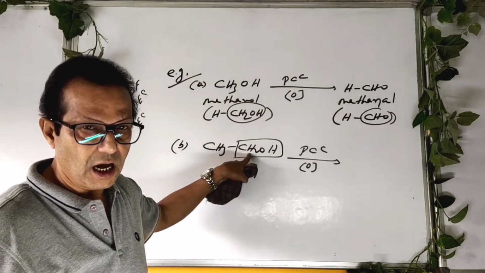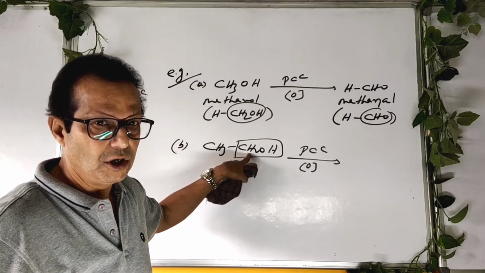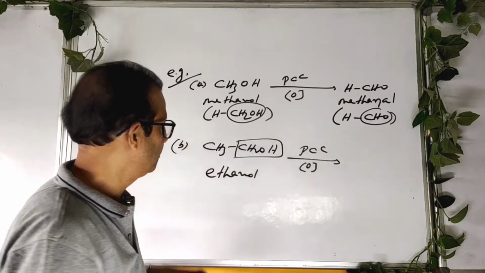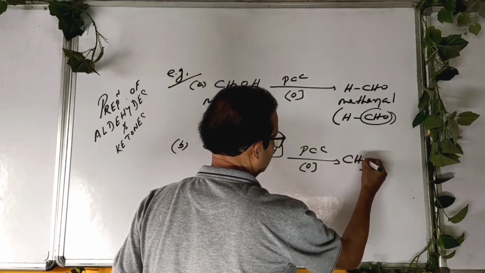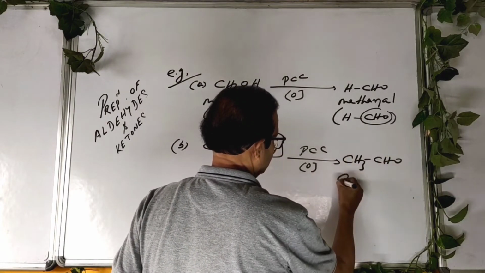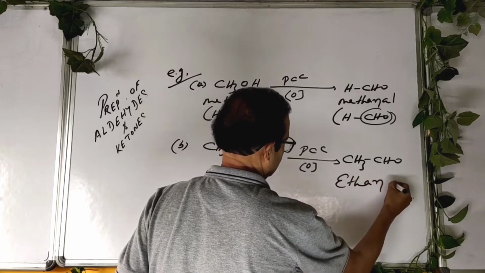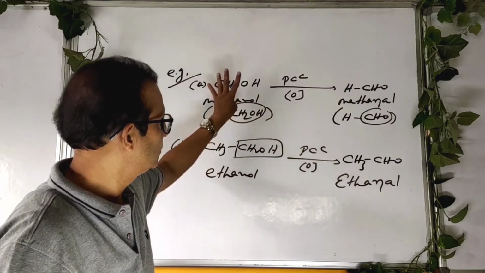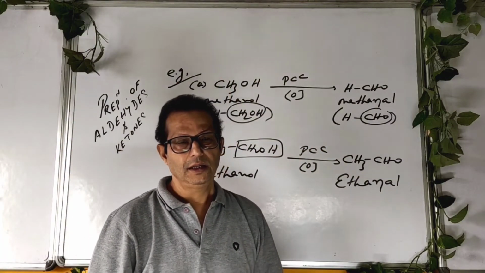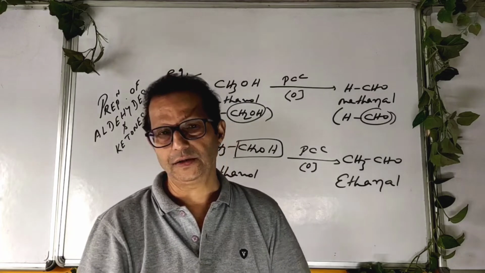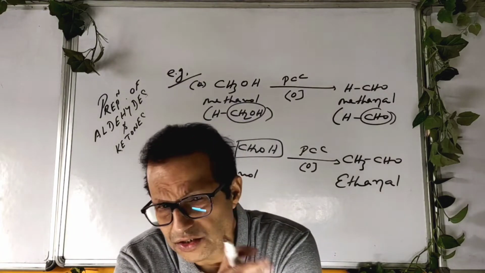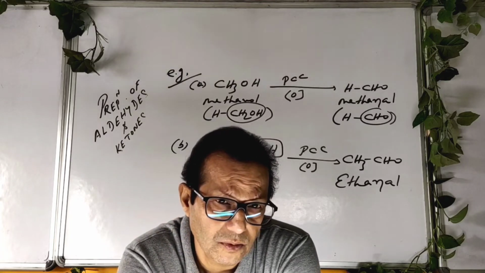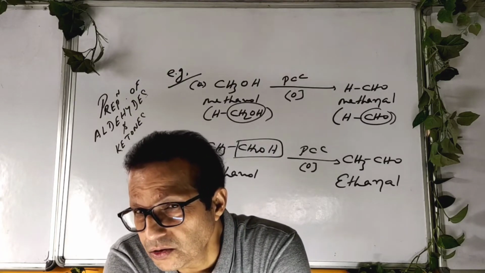Just change the primary alcoholic group without changing the methyl, ethyl or any other group. So you get ethanal or acetaldehyde. This is the technique, okay. Now the second method of preparation, that is ozonolysis. It is very important for your board as well as entrance exam. Clear? Now let's start ozonolysis.